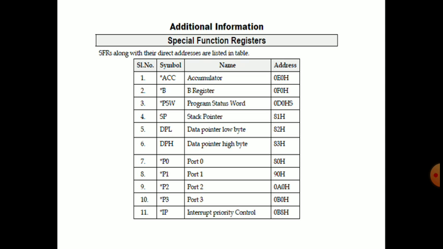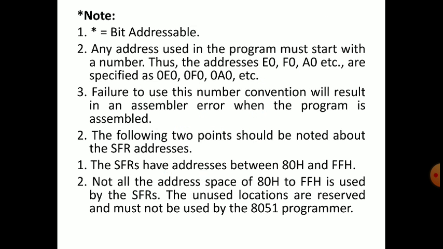All SFR addresses are given here. The accumulator is a general purpose register. It's not an SFR, but it has a register address. You can call it the register address of each and every register. That is the accumulator register, B register, PSW, SP, DPL, DPH, P0, P1, interrupt priority. The star mark indicates they are all bit addressable.